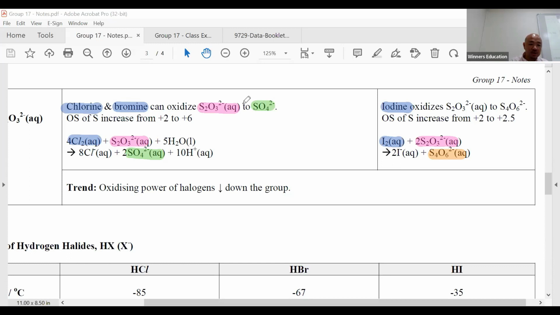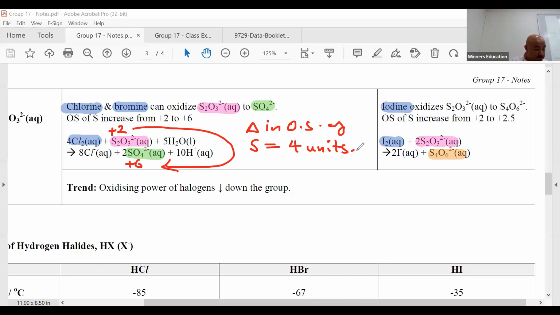So your job is to discuss why chlorine and bromine are stronger oxidizing agents. It's simply using the oxidation state. So chlorine is acting as an oxidizing agent over here once again. It causes the oxidation state of sulfur here to increase from +2 to +6 in sulfate. So what's the increment? The change in the oxidation state of sulfur is 4 units. You have to mention that.